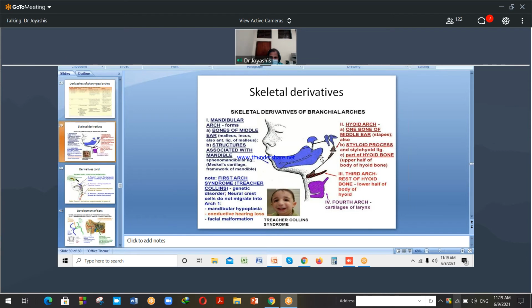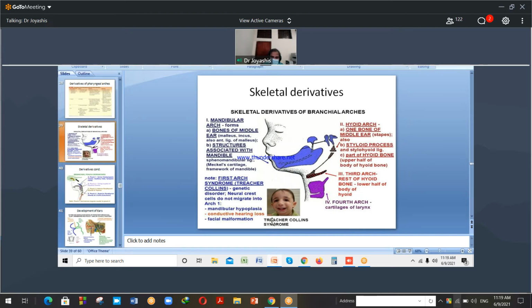Here are the bones. That is the mandibular arch or first pharyngeal arch. What are the bones developed from the mandibular arch? These are the malleus and incus, and there is also the anterior ligament of malleus. These structures develop from the first pharyngeal arch.